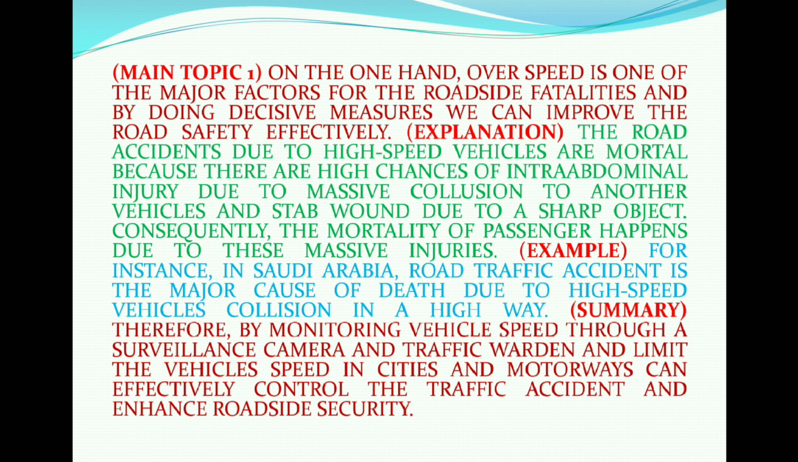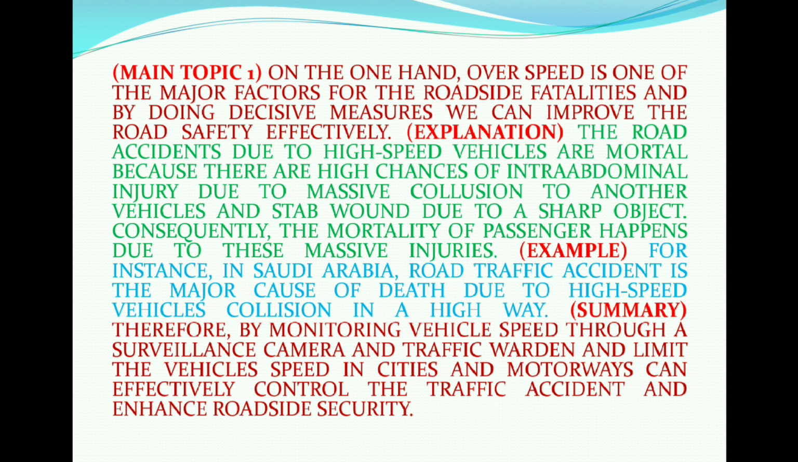For instance, now I am going to add an example to support my main idea. For instance, in Saudi Arabia, road traffic accidents are the major cause of death due to high-speed vehicle collisions on a highway. So I just have an idea regarding Saudi Arabia, right? Because on their highways we have to maintain a particular high speed. So there are so many accidents over there, but they found a solution. So I thought that I should add some solution in the summary task.